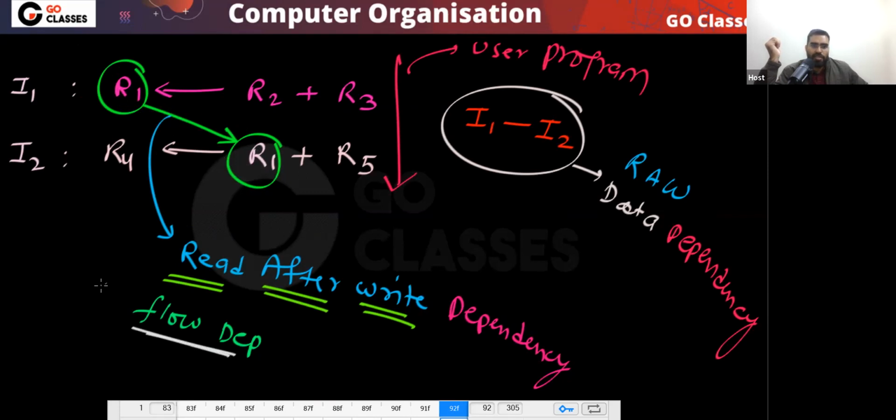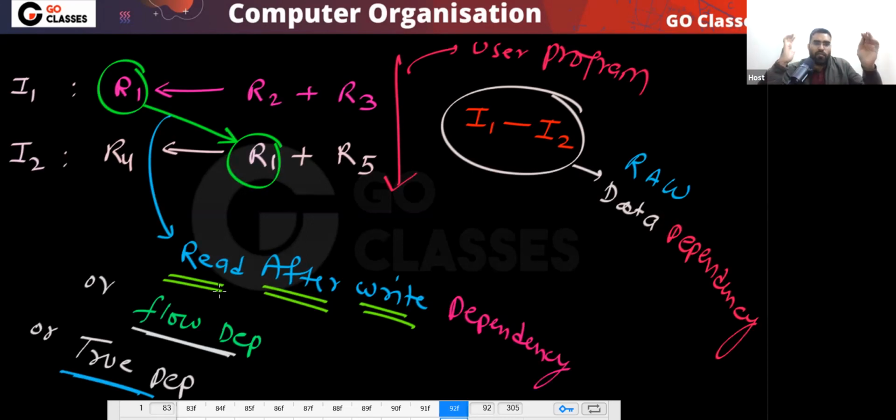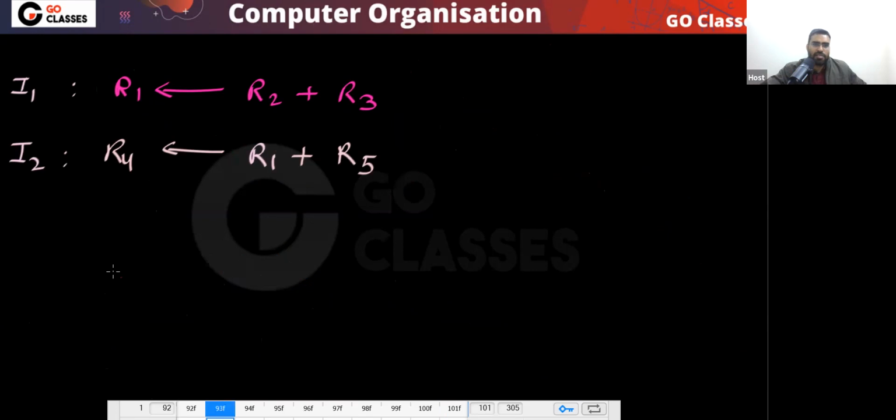This RAW dependency is also called flow dependency. This is also called true dependency. Why it is called true dependency, I will tell you after some time, and your mind will be blown. You will find it awesome. But these are the different names of this. Is this clear? Did you understand what this dependency is?